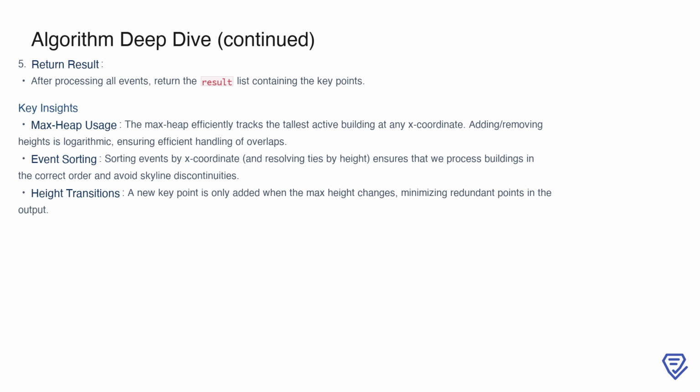After processing all the events, the final step is to return the result list containing the computed key points of the skyline. This list represents the outline of the buildings as seen from a distance.